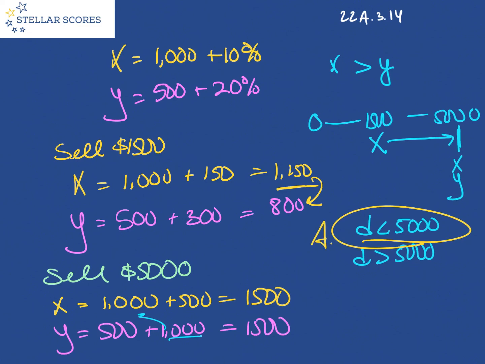What's the takeaway? Try it out, right? Don't try and think it through. Just make up numbers. In this case, we use the breakpoints they gave us in the answer choices and just look to see what happened, right? We didn't need to guess. We're just like, oh, X makes 1,150 in the first scenario, 1,500 in the next scenario. Y makes 800 in the first scenario and 1,500 in the second scenario. So don't try and think it through hypothetically. Plug in numbers and see what the results are.